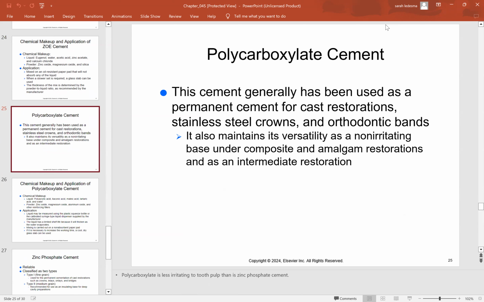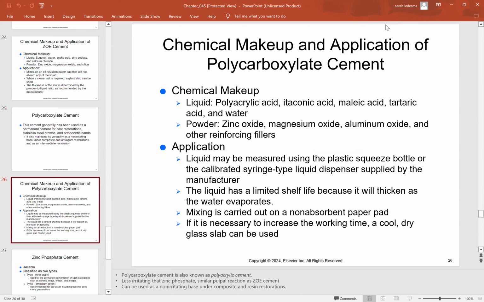Polycarboxylate cement is generally used as a permanent cement for cast restorations, stainless steel crowns, or ortho bands. It maintains its versatility as a non-irritating base under composite and amalgam, and also as an intermediate restoration.